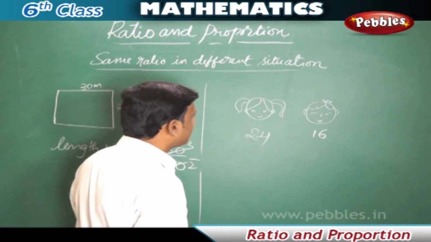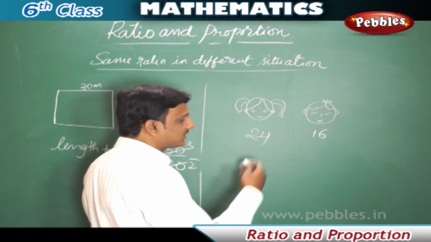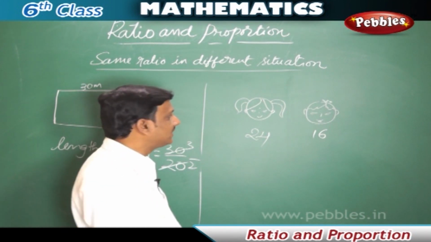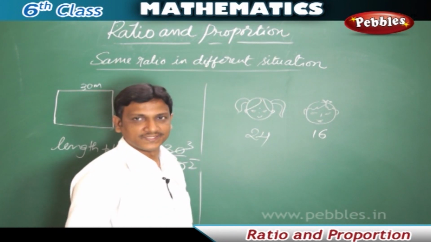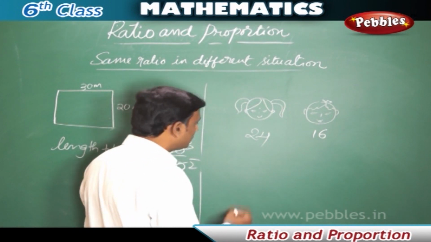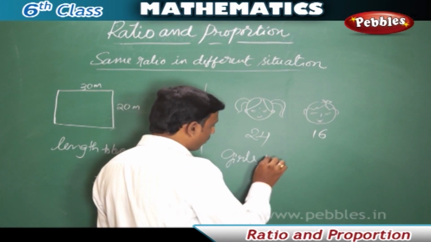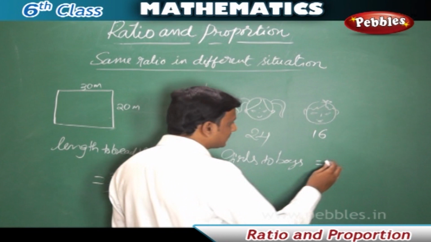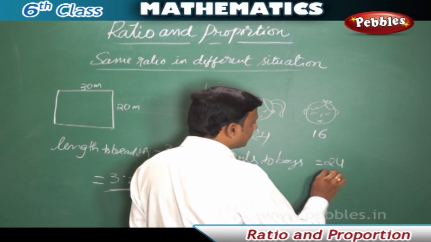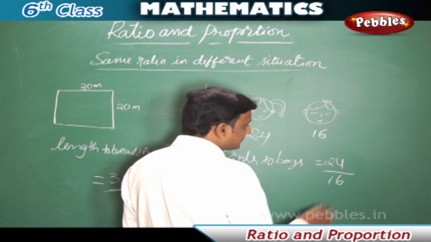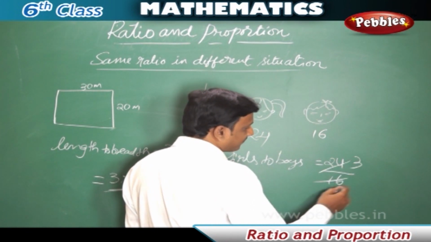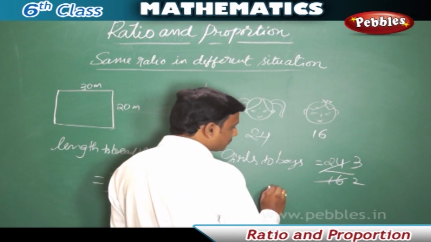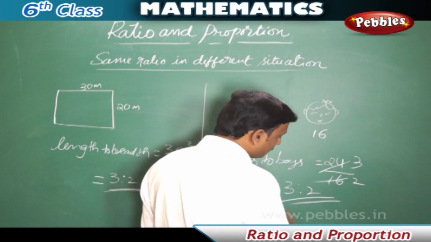Now let us come to the second situation. Here there are some girls and boys who are going for a picnic. Now we are going to find the ratio of girls to boys who are going to the picnic. So girls first, the first term 24, and the consequent boys 16. That is 8 threes, 8 twos. So 3 is to 2.